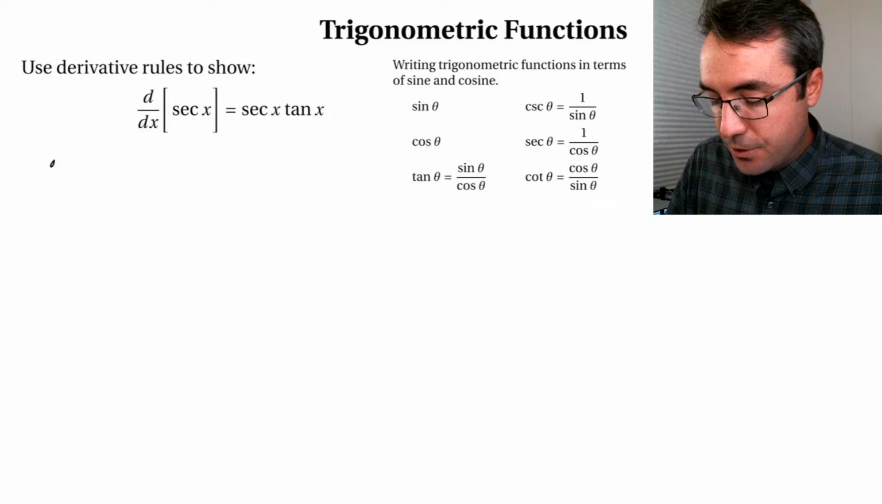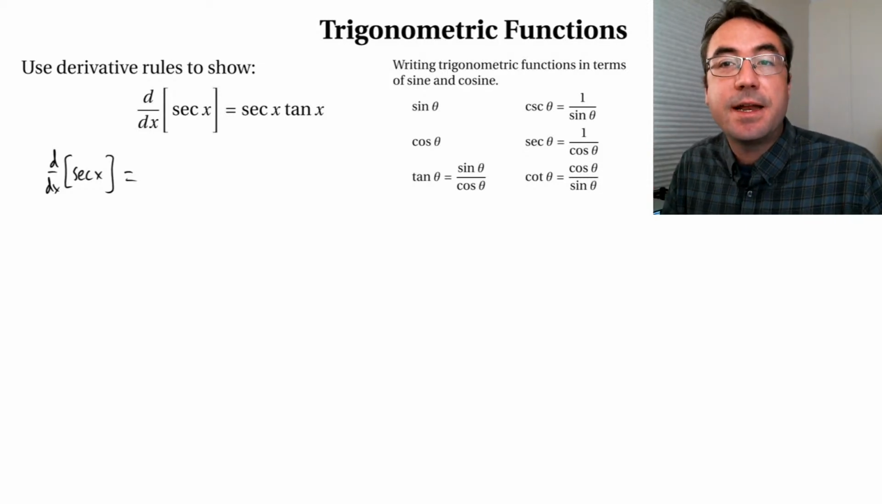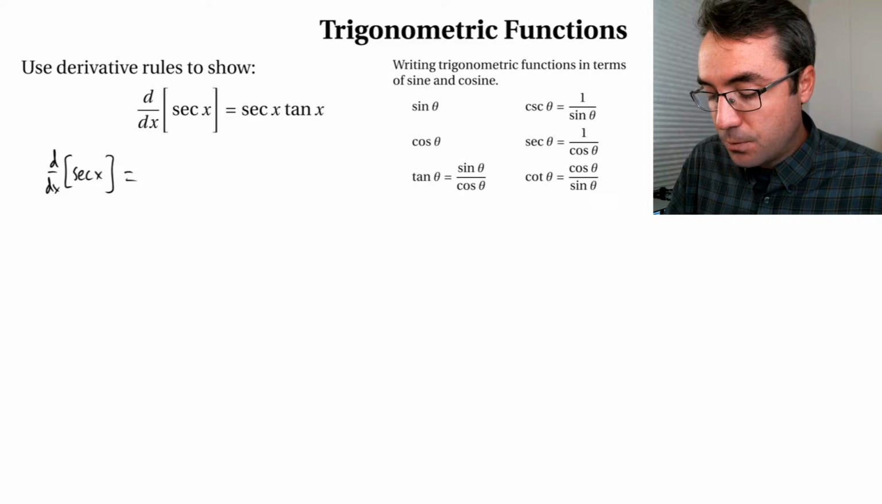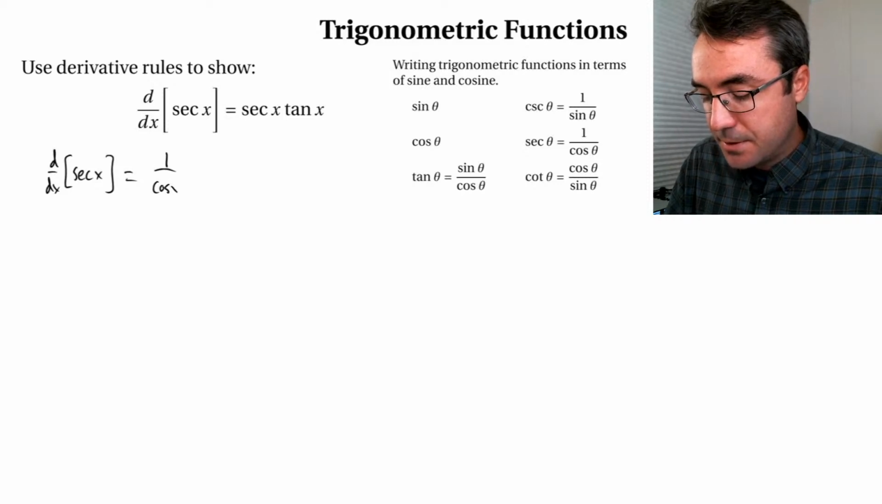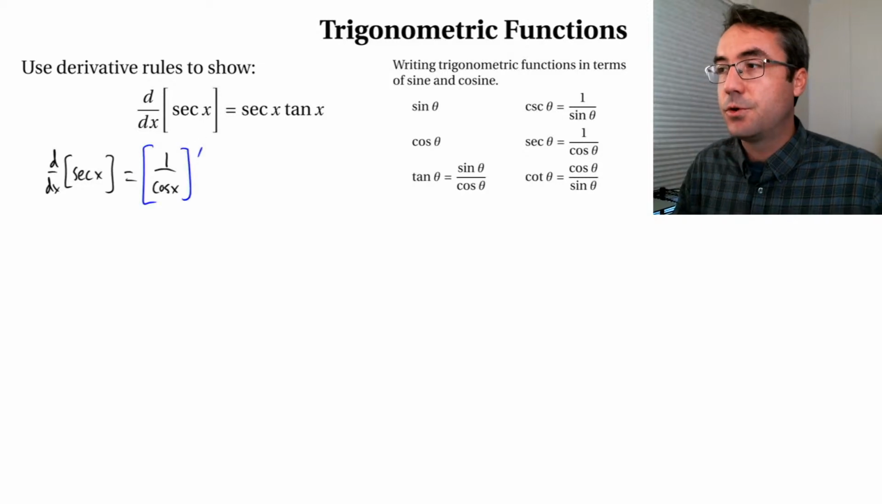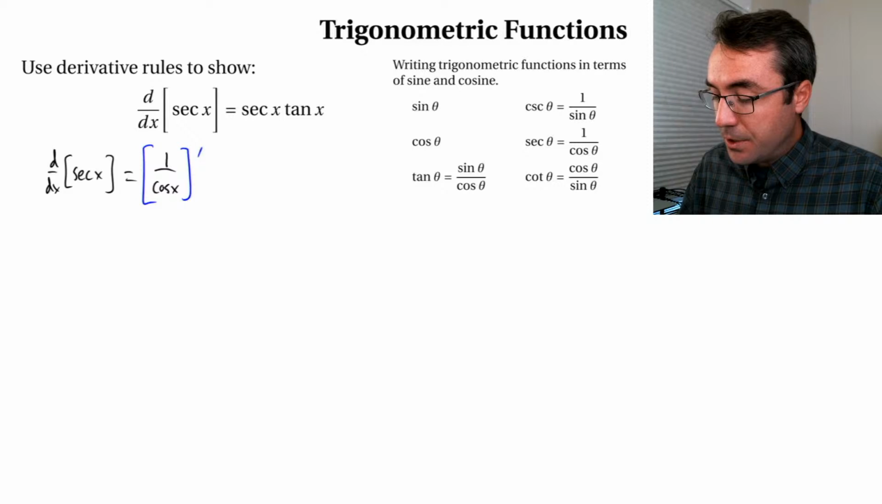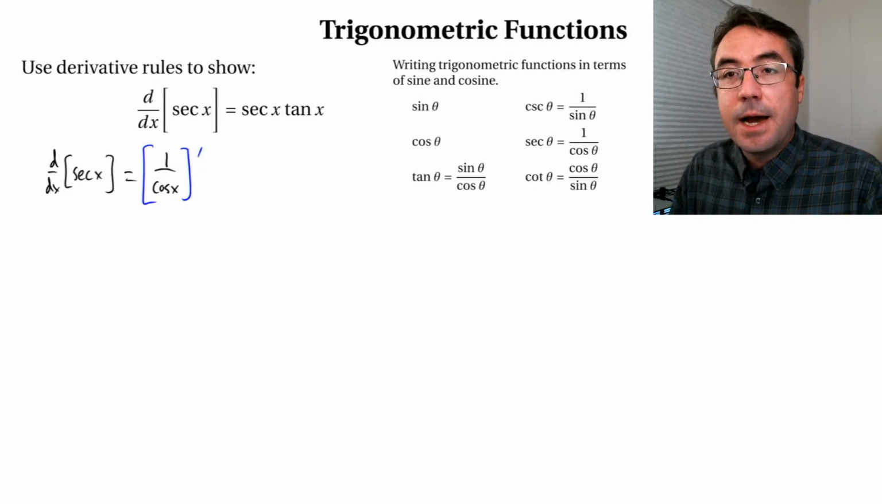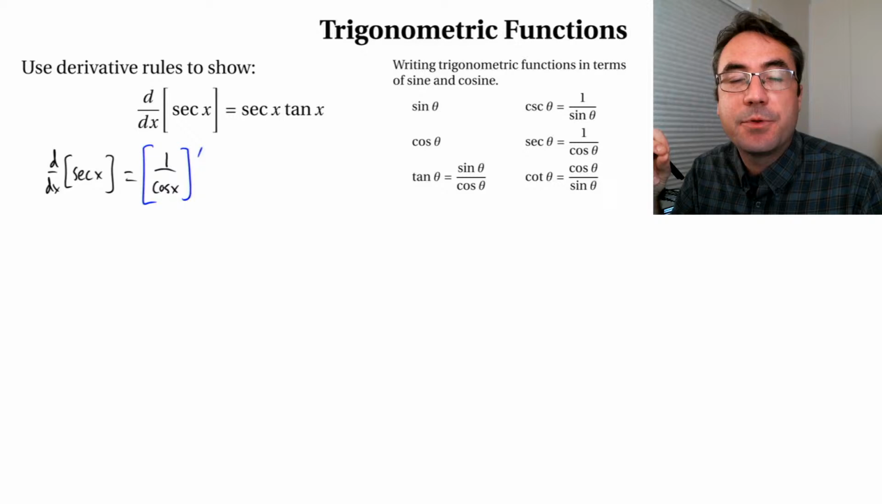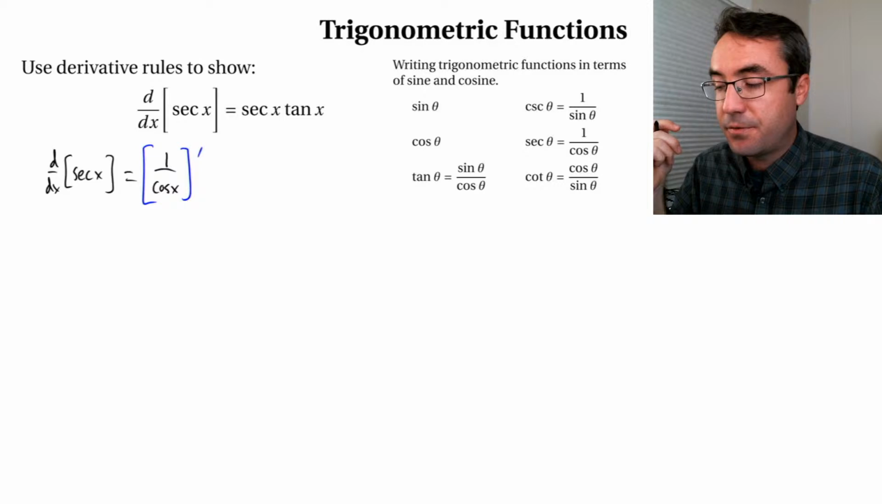And so that's what we're going to use to show this result. So we're interested in the derivative of secant x. And the first thing we want to do is just rewrite secant x in terms of cosine. So it's 1 over cosine x. And we're going to do the derivative of that. So we're going to do the derivative of 1 over cosine x. And when we look at that, it's a fraction. So we could use the quotient rule. But there's no variable on the top. There's no variable in the numerator. So the only variable that we see is in the denominator of the fraction.